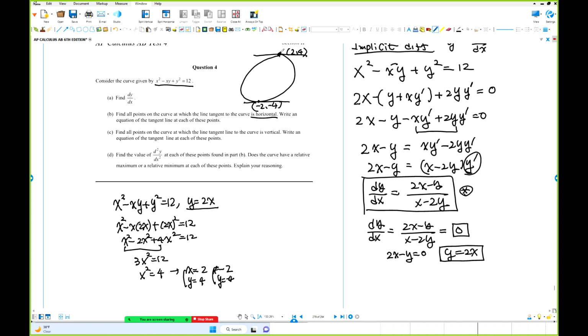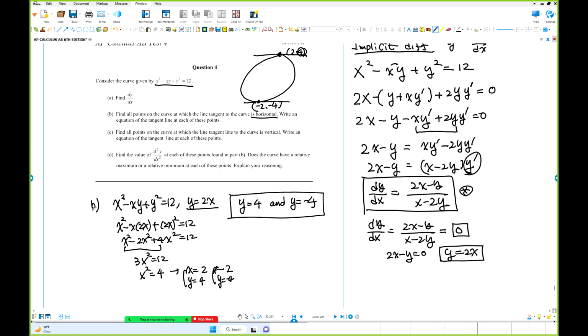Okay? Now we got these two points. So what is the horizontal line? The slope is 0, right? So we write down that it passes through the y coordinate 4. So the equation of the tangent line at this point is y equals 4, and at the other, y equals negative 4. That is the equation of the tangent lines. Is it okay? All right. So that is part B there.